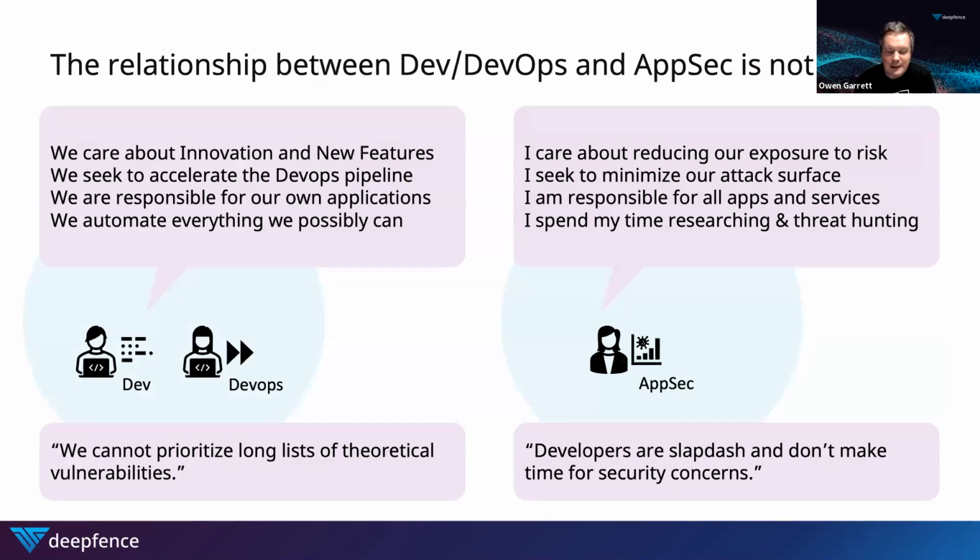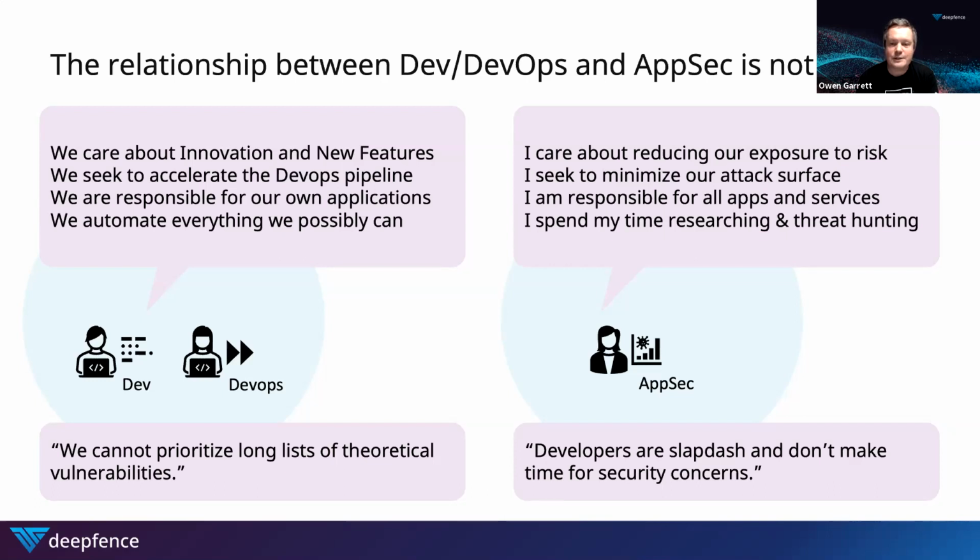The challenge comes because the relationship between the development and DevOps teams and your application security teams who are responsible for the production platforms is misaligned. Dev and DevOps care about innovating quickly and bringing new features into production to improve and extend the applications and services that your business, your enterprise, delivers to its customers. Their key target is to accelerate that process and bring new features to market faster and faster with every release.